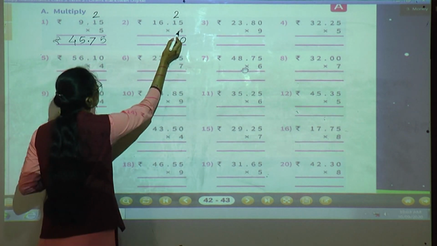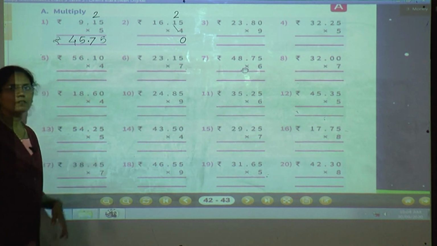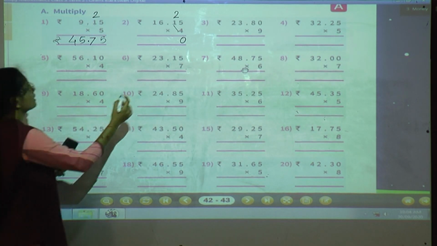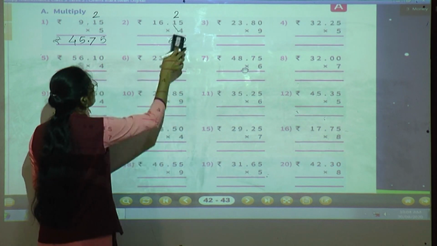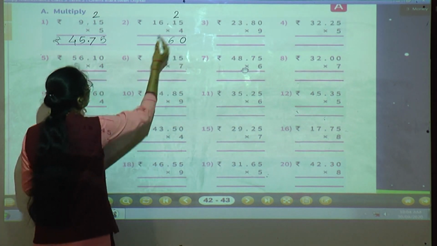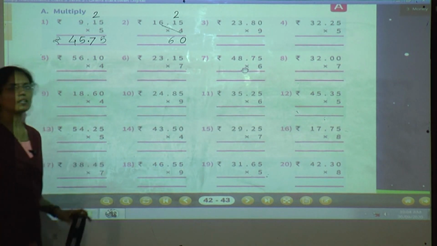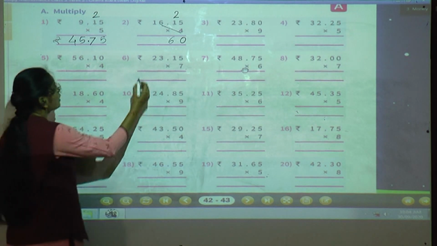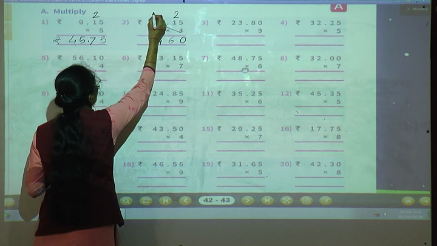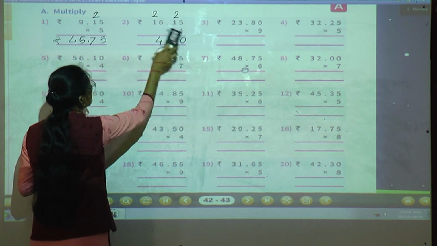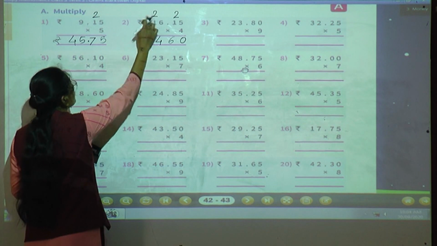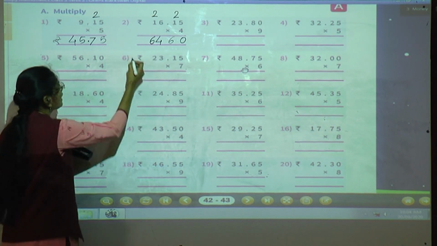Then do the multiplication. 4 into 1. 4 ones are 4. 4 plus 2, 6. Okay. So here we'll write 6. Then we'll move to the next place. 4 into 6 we have to do. 4 6s are 24. So what are you going to write here? 4 and 2 as a carry to the next place. Then what is remaining? Here 1 is remaining. So 4 ones are 4 plus 2, 6. So here we'll write 6.